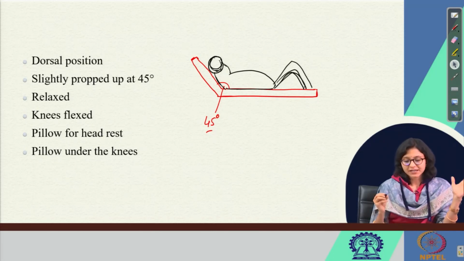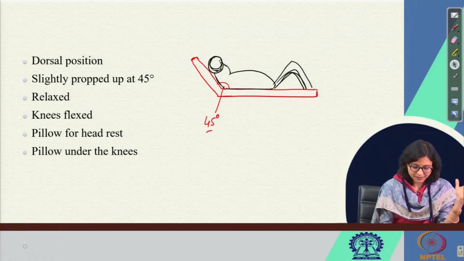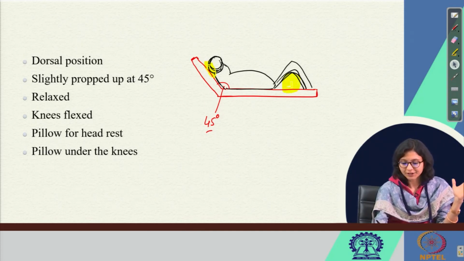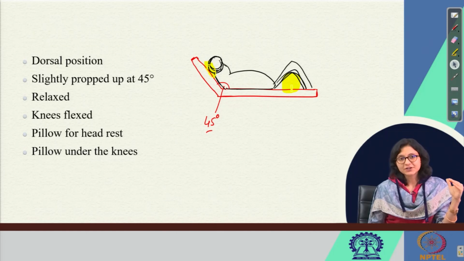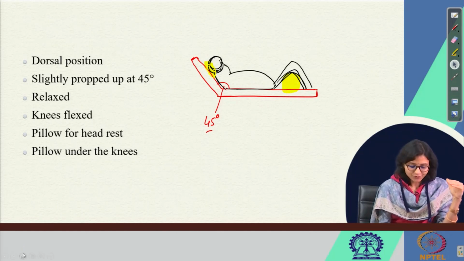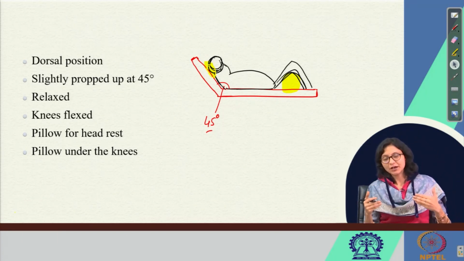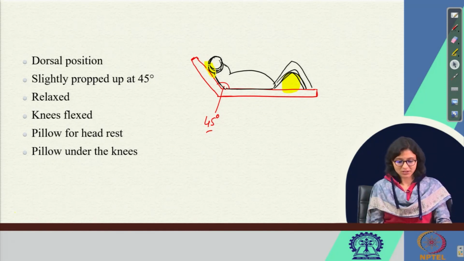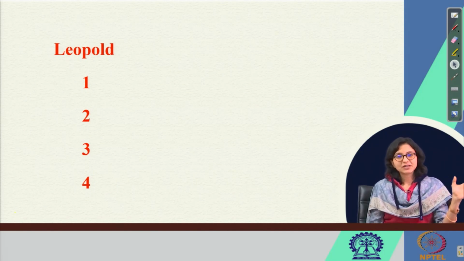The mother should be in a dorsal supine position, propped up at 45 degrees, in a relaxed state, in a comfortable environment, and sometimes we give a pillow under the head. We give a pillow here under the head for headrest, and also a pillow here below the knees to help in flexion of the knees, right? And then we go for examination. Now the examiner is on the right side of the mother, and he or she will take the consent and start the examination. What are the examination or the grips?